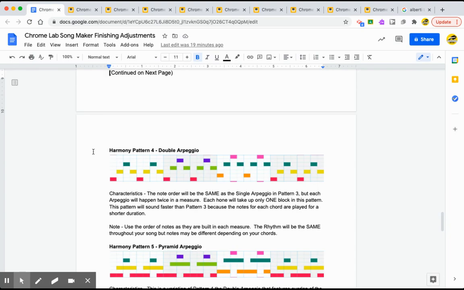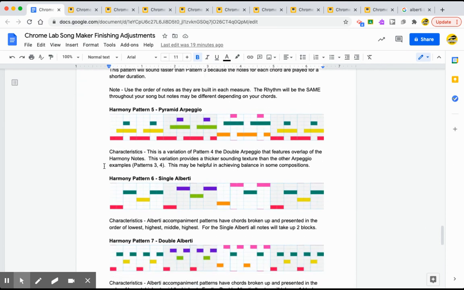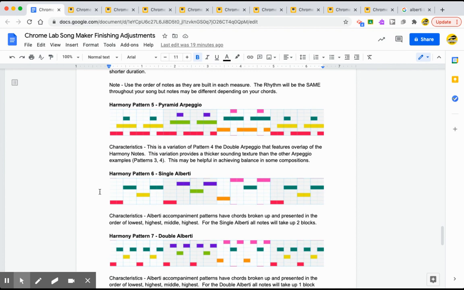Now, if you like the idea of having some of your notes played at the same time, but you like the overall sound of the arpeggio, my next pattern might be the perfect one for you. It is called a pyramid arpeggio. For the pyramid arpeggio, it's a variation on pattern 4, the double arpeggio, and it features overlaps of the harmony notes. So you're going to recreate this shape with exactly the same gaps as you see here, but again, the notes that you're using for this may be different than mine if you have different chords, which you probably do.